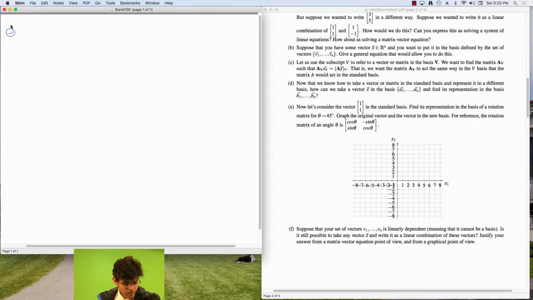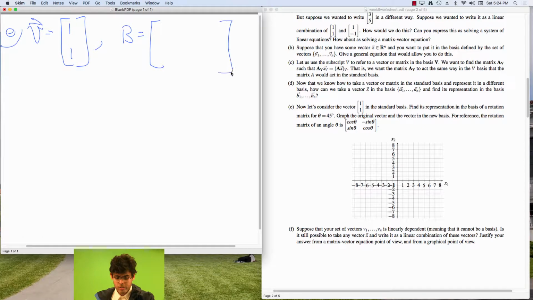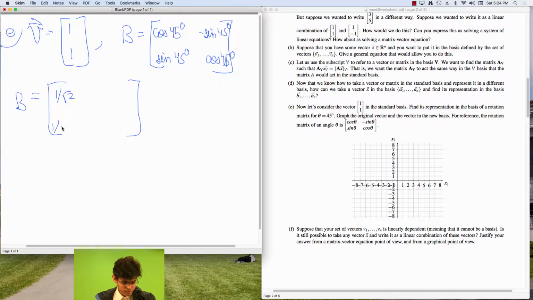Right, so for part E, all we have to do is take the vector 1, 1, and represent it in a basis where B is given by our rotation matrix for 45 degrees. So what do I mean by that? I mean our matrix B is cosine 45, negative sine 45, sine 45, cosine 45. And to put that in real numbers, B is equal to 1 over square root of 2 times the matrix like that. So that is our B. We have our vector, and all we need to do now is compute B inverse V. And that B inverse V, as always, will give us V beta.